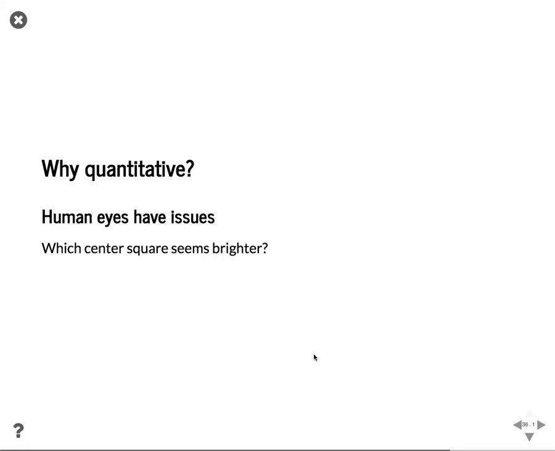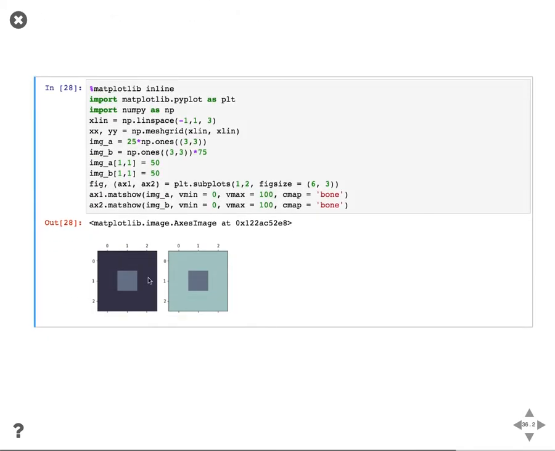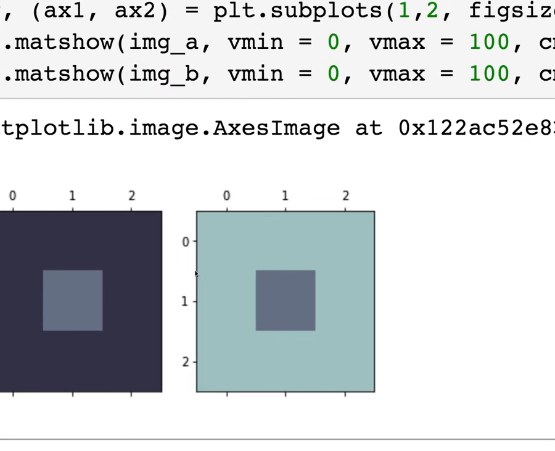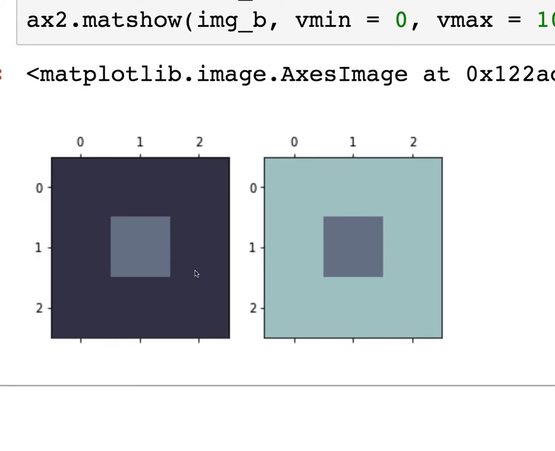So the last thing on why quantitative, in case that wasn't fully clear for you: which square seems brighter? Any guesses without looking at the code? It's the same. But that's not what it looks like.